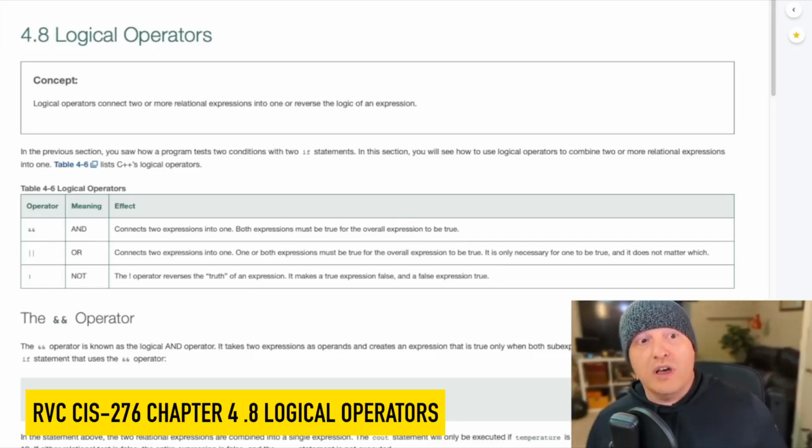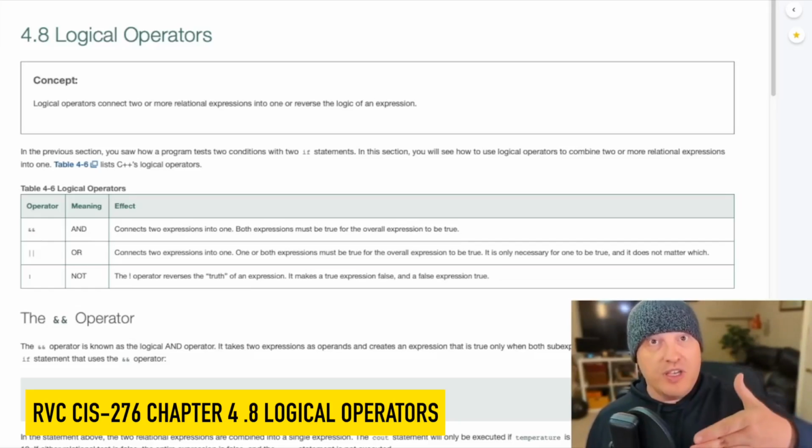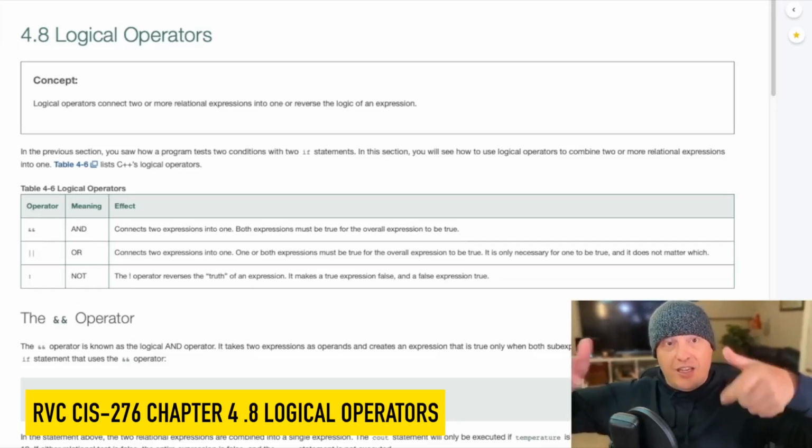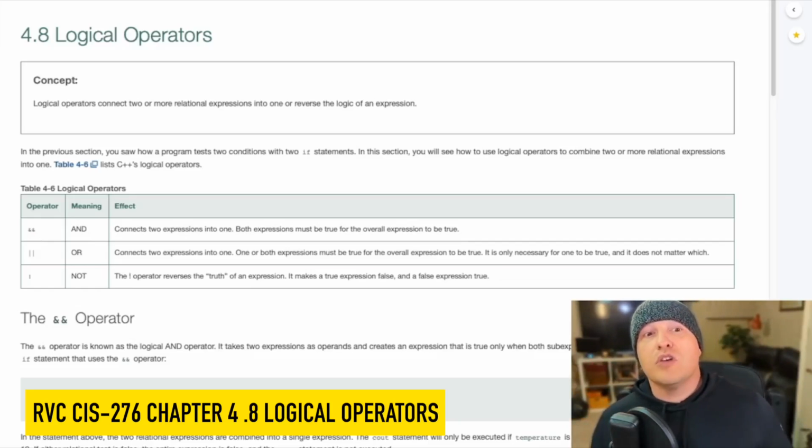The or operator, we're just checking for a partial truth, essentially. So, is it above 72 degrees or below 115 degrees? Sure. So the whole statement there can be true. The not operator allows you to take the truth of something and flip it around. So it makes a true expression false.